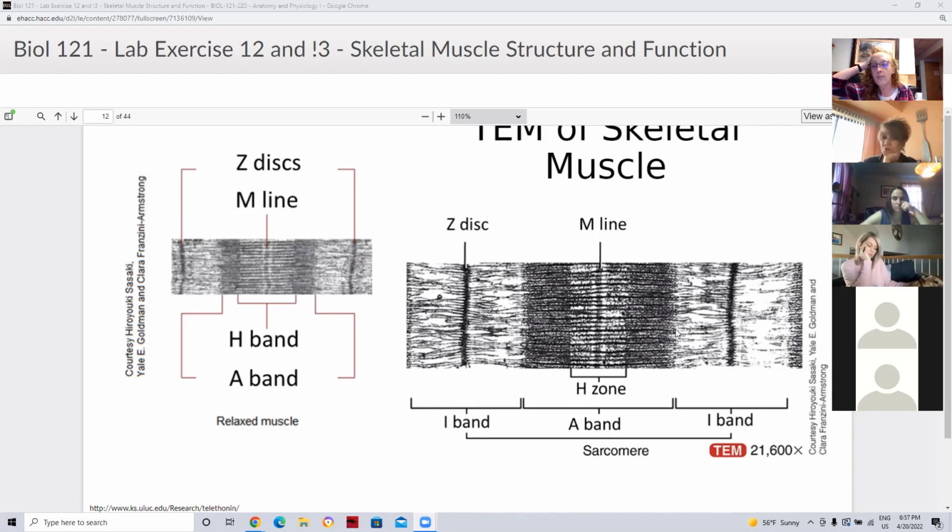How are you going to remember that the I band is just the thin filaments?